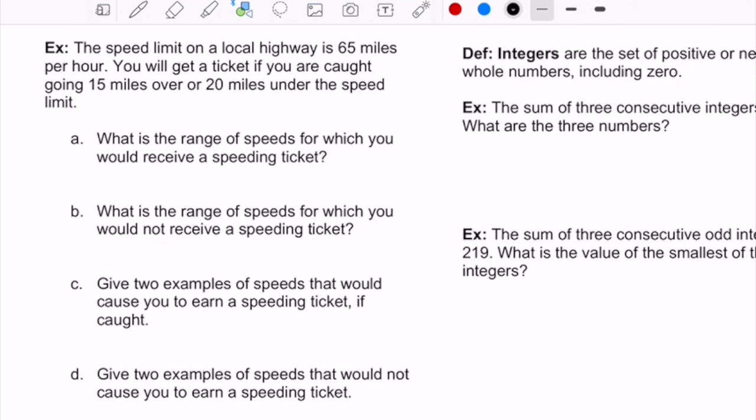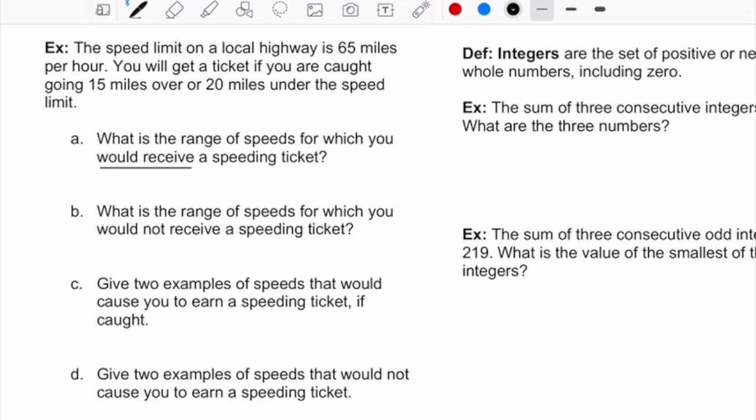All right, here in this next example, it says the speed limit on a local highway is 65 miles per hour. You'll get a ticket if you are caught going 15 miles over or 20 miles under the speed limit. So the first part of the question wants you to figure out what is the range of speeds for which you would receive a speeding ticket. And so here to answer this one, you have to understand the type of inequality that you're looking for.